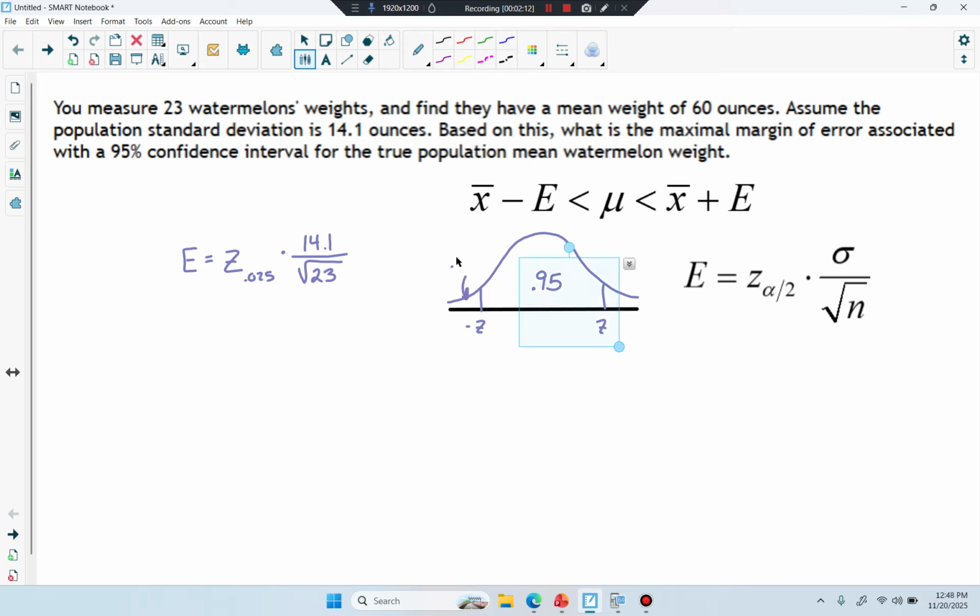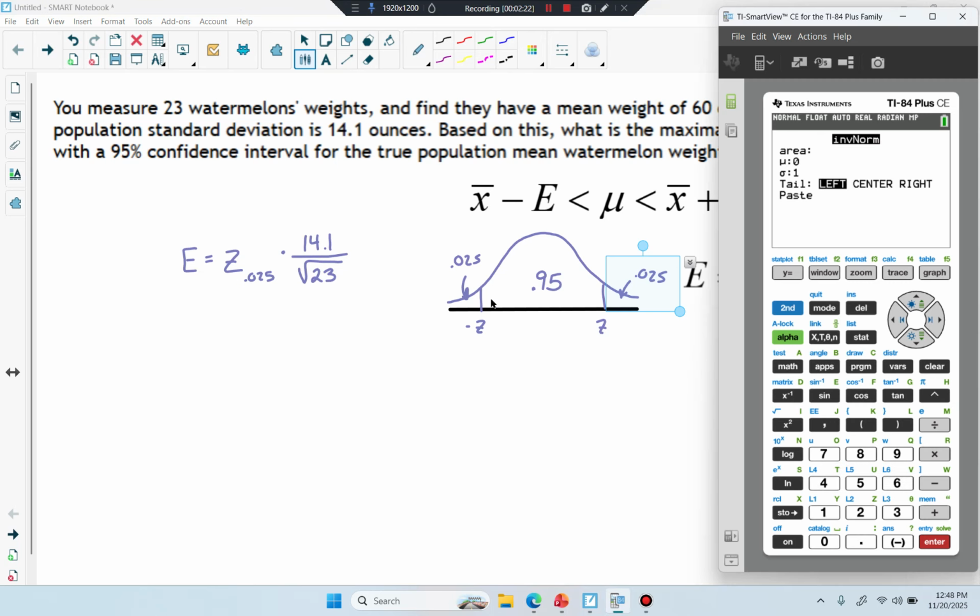So this is 0.025, and this is 0.025. 2.5%, 2.5%. So you can use either one. I'm going to use this one and then just forget about the negative. You could either plug in 0.975 or 0.025. Mu is 0, sigma is 1. So my z value is going to be 1.95996.